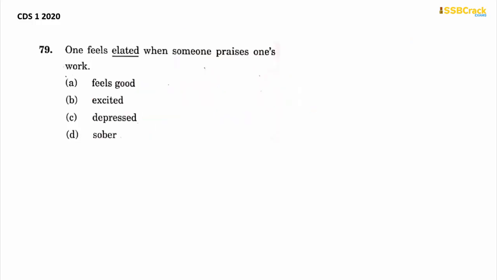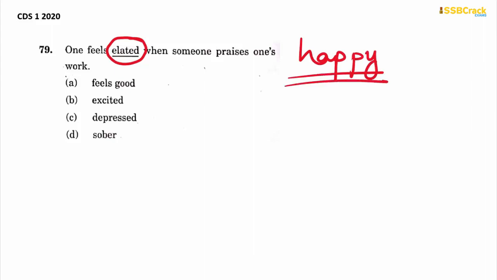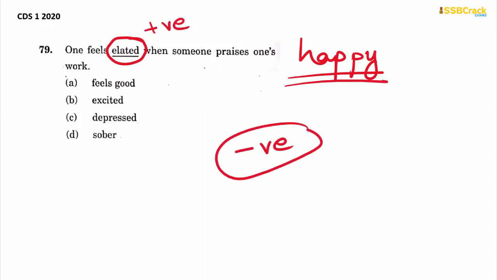Next question. One feels elated when someone praises one's work. If you don't know the meaning of the word elated, you can guess from the sentence. One feels dash when someone praises one's work. Obviously, if I praise your work, will you be sad or happy? You will be happy. In other words, elated means extremely happy. So, elated is a positive word, right? So, you need to find a negative word as its antonym.